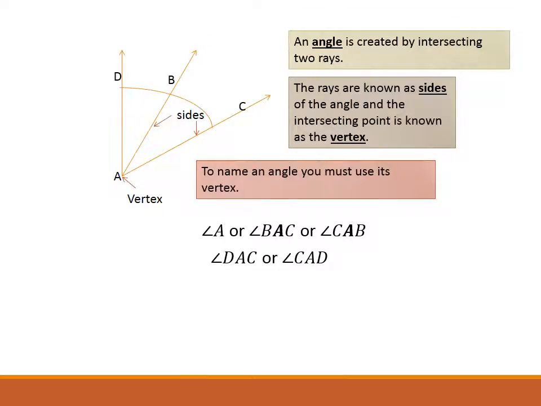We can no longer use angle A because now we have three angles. I have no idea which one you're talking about if you just put angle A. We have angle DAB, or backwards. We have angle BAC, or backwards. And we have the larger angle DAC, or backwards.